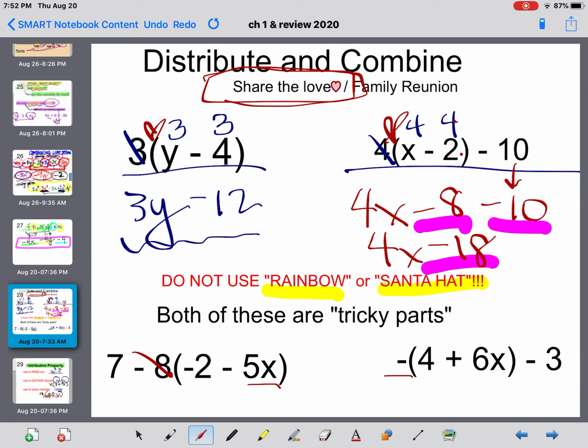So I like to take my number, that's an invisible 1, and write it above each of my parts. So be careful with rainbow and Santa hat. We're not going to solve these, but I just wanted to show you what some of the tricky parts were.